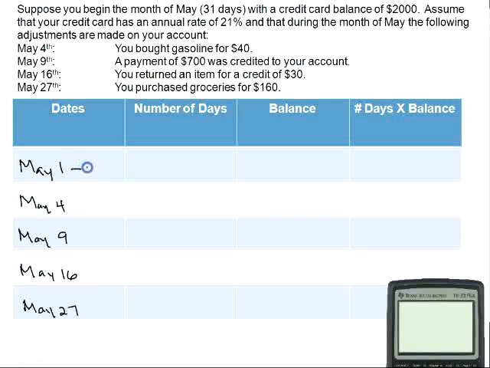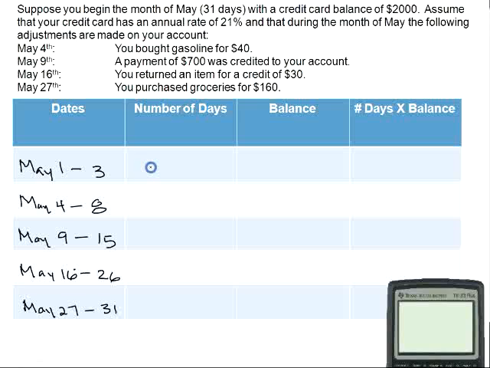We're going to go from May 1st until the day before the 4th, which is the 3rd. We're going to go from the 4th to the day before the 9th, which is the 8th. The 9th to the day before the 16th, which is the 15th. The 16th through the 26th. And the 27th through the 31st.